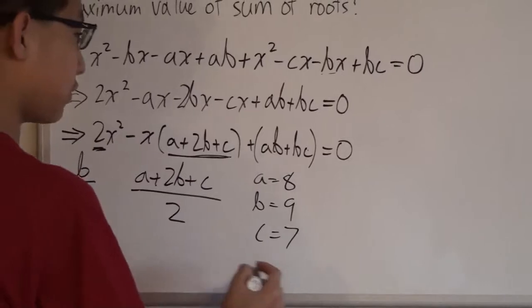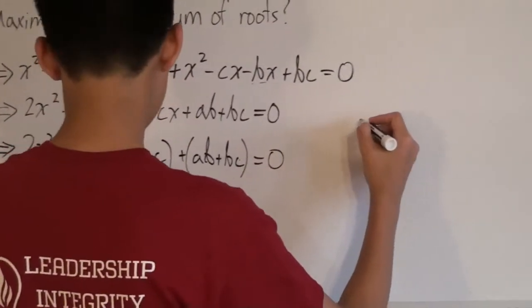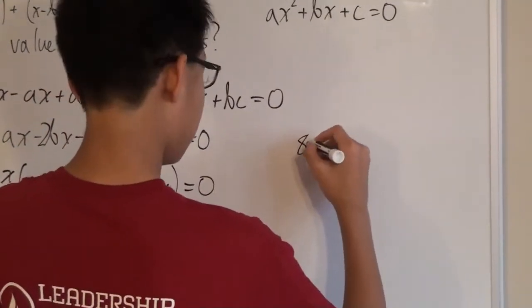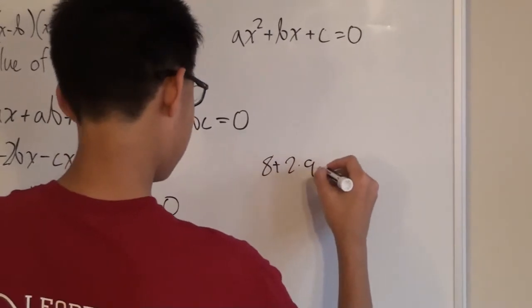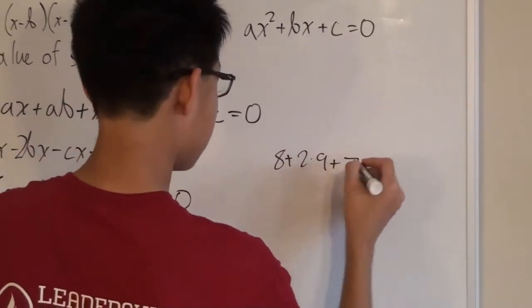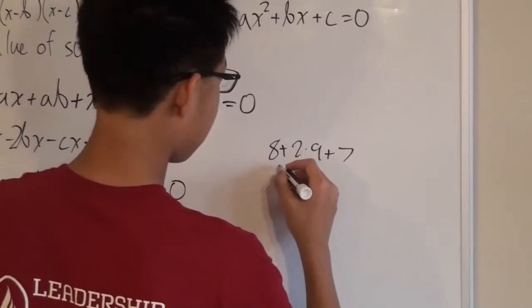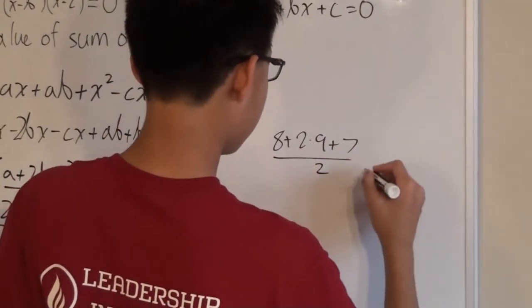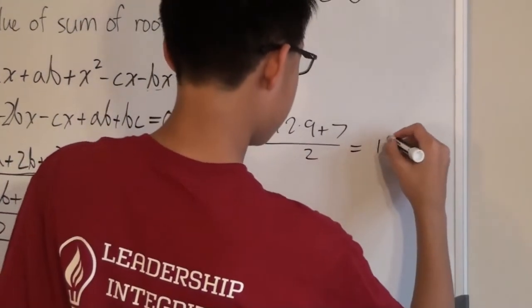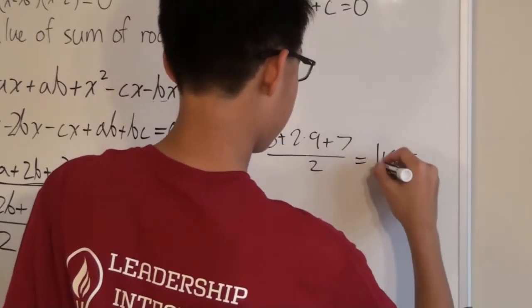And this would give us a total sum of (8 plus 2 times 9 plus 7) over 2, which would be 16.5, which is our final answer.